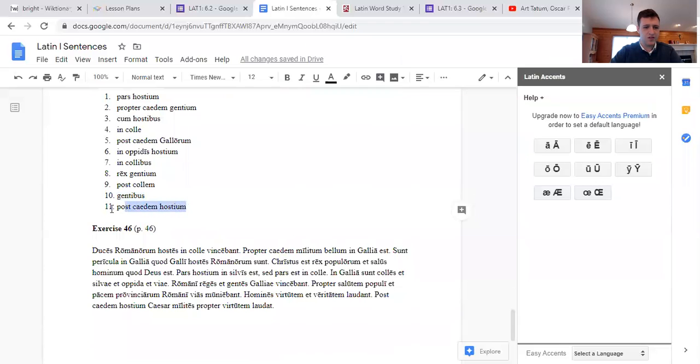And 11, post caedem hostium. Okay, so post caedem, after the slaughter. Now it's like number 5, post caedem Gallorum, after the slaughter of the Gauls. We know which slaughter because of the genitive noun. It's limiting caedem. Here we have a different genitive noun, hostium. So after the slaughter of the enemies, different situation.